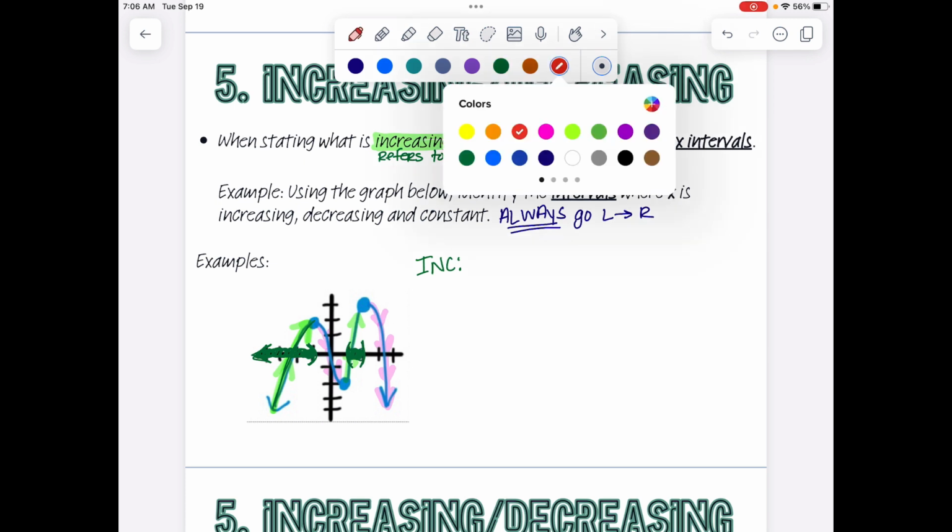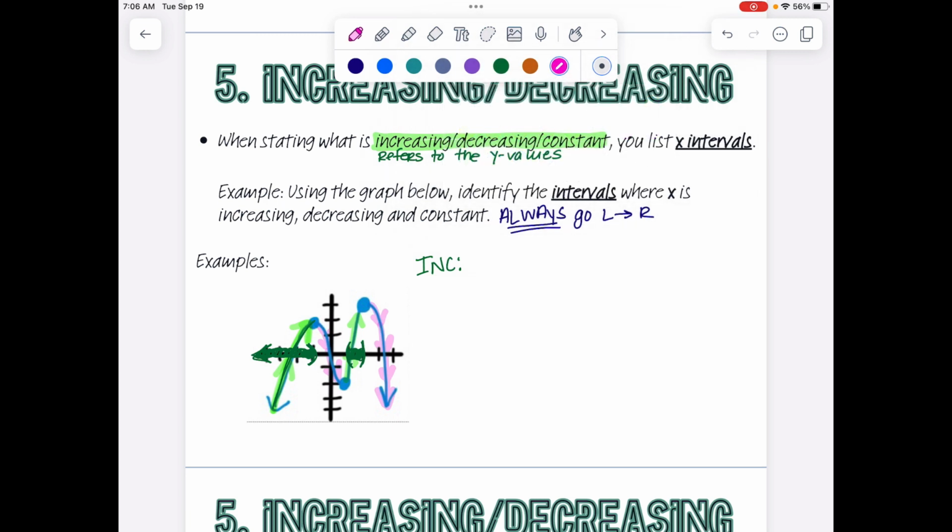Then for the y's, for decreasing, I'm going from this point to this point. My graph, my x values, from it looks like -1 to +1, my y values are going to decrease. And then from it looks like x equals 2, the whole way this way, my y values decrease.